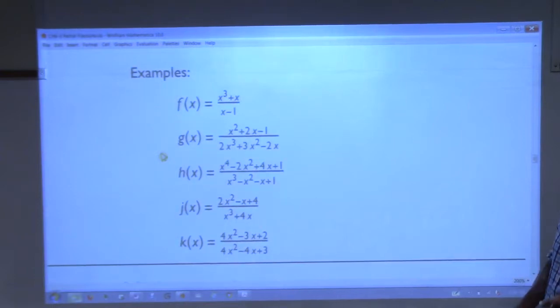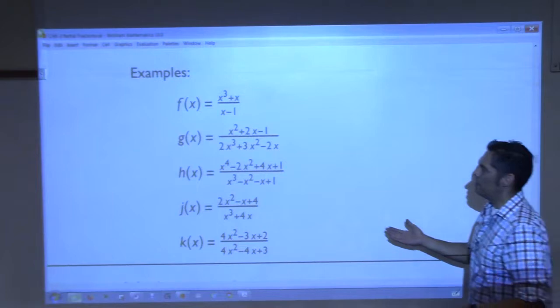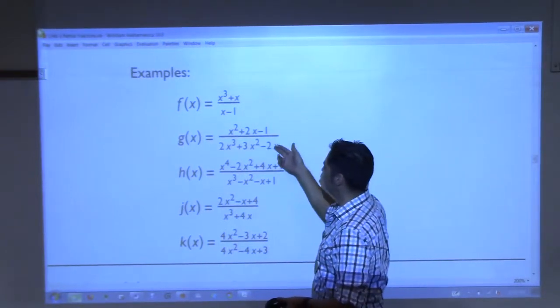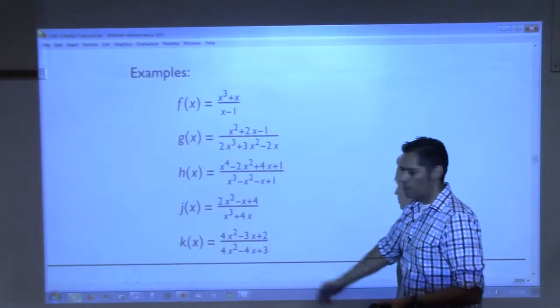Here are some examples of rational functions. Every one of these is a polynomial divided by a polynomial. Right?